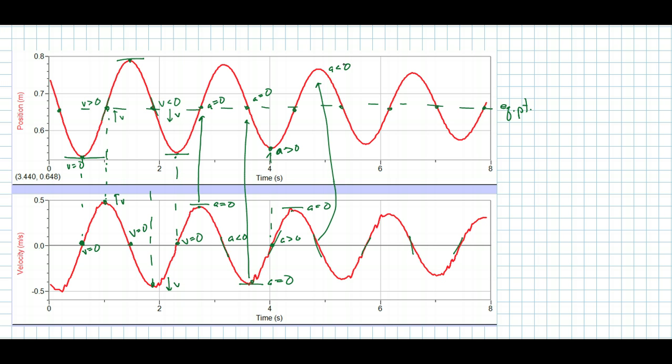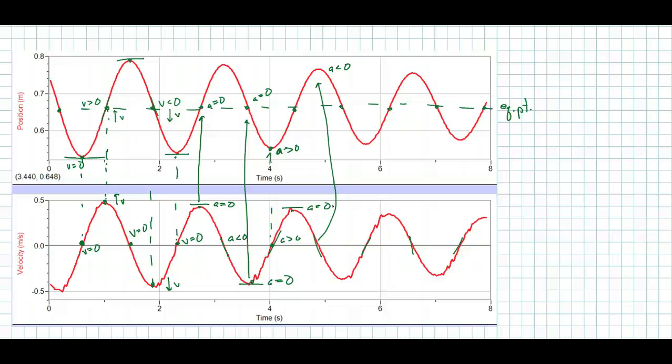Alright, so the zeros of the acceleration are where it's moving the fastest, where it's at the equilibrium point. And the maxima and minima of acceleration are when the spring is most stretched, which is when the velocity is 0. So when it's stopped and it's turning around, that's when its acceleration is the biggest. And when it's just moving very fast through the equilibrium point, there's no acceleration at all.